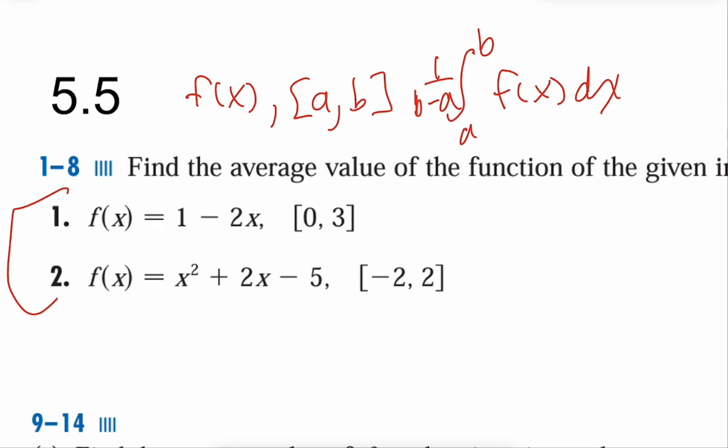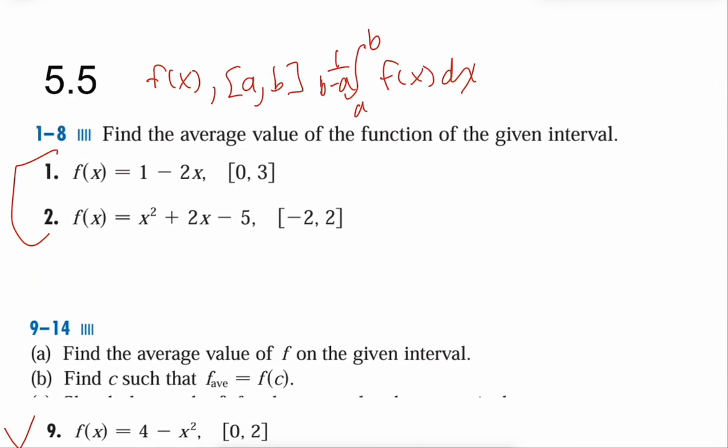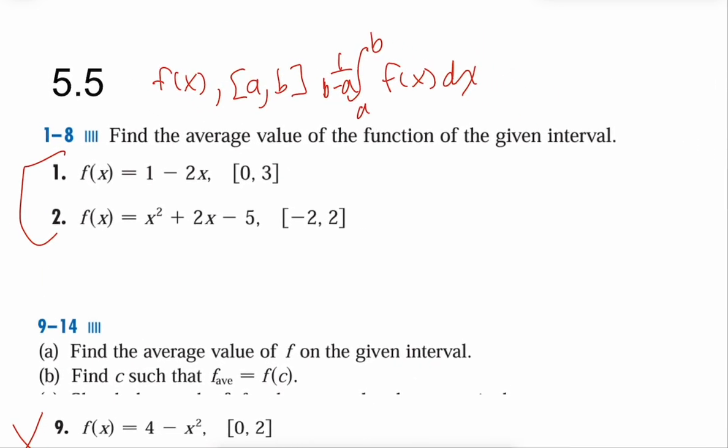Okay, so it's 1 over b minus a times the integral from a to b of f of x dx. So it's just a formula that you need to know for 2 of the problems on the test. So let's do our first one here. This is our a, this is our b, we are given our f of x.